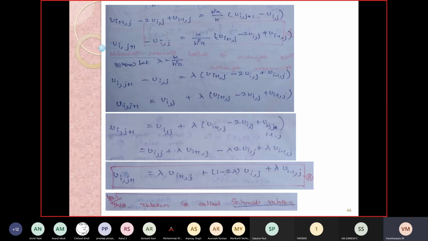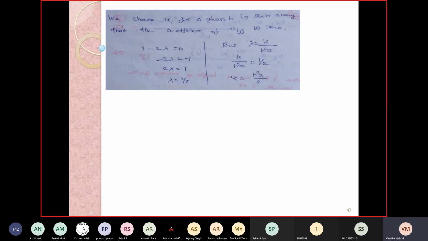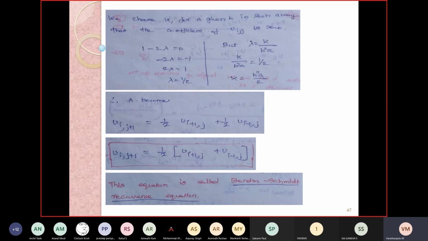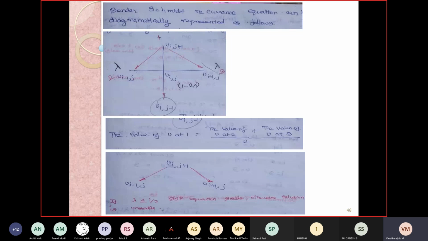This is the Schmidt relation. Taking 1 minus 2 lambda equal to 0, lambda becomes 1 by 2. When lambda is equal to 1 by 2, the solution is stable. In general, when lambda is less than or equal to 1 by 2, the solution is stable. Otherwise the solution won't be stable. On rearrangement we get a different relation, that is u(i, j+1) is equal to 1 by 2 into (u(i+1, j) plus u(i-1, j)). This is called the Bender-Schmidt recurrence equation, and it can be diagrammatically represented in this way.